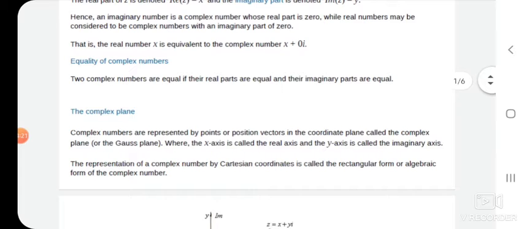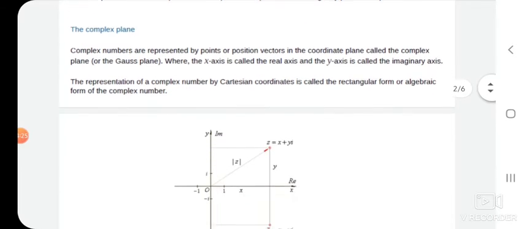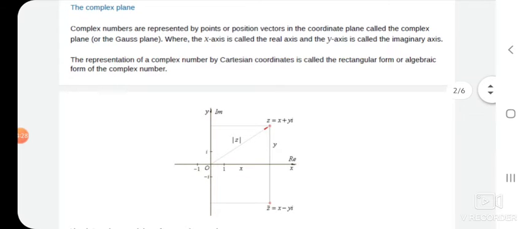Now, next we are talking about the complex plane. How we can represent a complex number in a rectangular plane, or that plane is nothing but a complex plane, because we are representing a complex number in that plane. Complex numbers are represented by points or position vectors in the coordinate plane called the complex plane, or it is also called the Gauss plane.